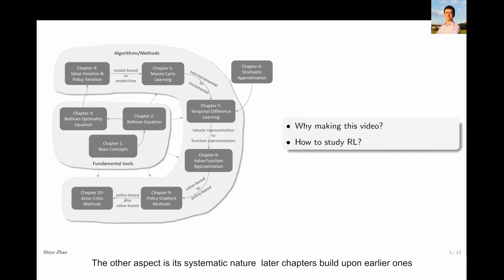The other aspect is its systematic nature. Later chapters build upon earlier ones. Jumping straight into advanced topics like Q-learning or policy gradient without a solid understanding of basic concepts only leads to a superficial understanding. So, how much time should one devote to mastering the fundamentals of reinforcement learning?